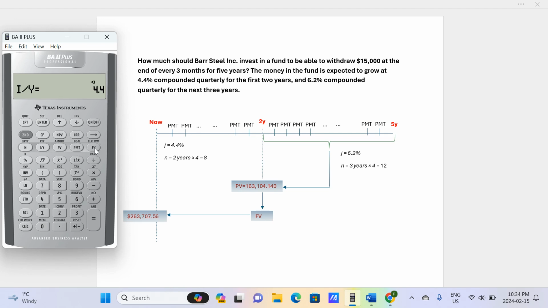I already entered the future value. Now, at the same time, by using this financial calculator, I get the present value of this future value and also the present value of the 8 payments I have during the 2-year period. I just need to press compute PV. Look at here, we get 263,707.5562. And if we round to the nearest cent, we get $263,770.56. That's the amount of investment the company needs to invest at the beginning. Then they would be able to withdraw $15,000 quarterly for 5 years.